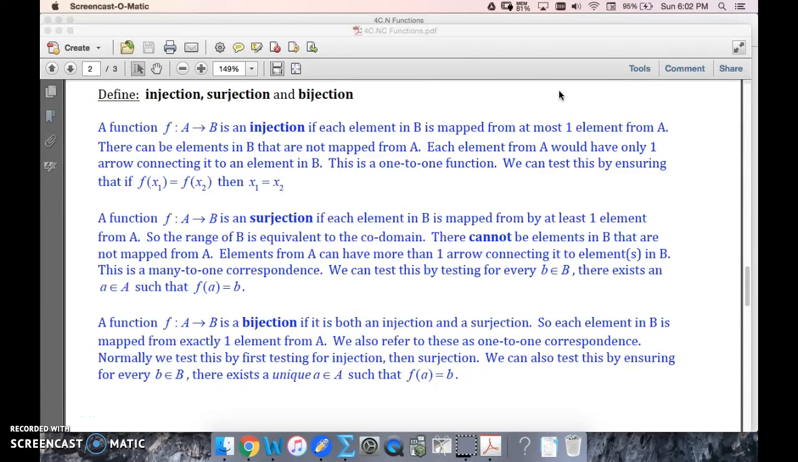So I'm going to refer to the typed notes here because it doesn't make sense for me to write this again. All right, we're looking at the definitions for injection, surjection, and bijection.